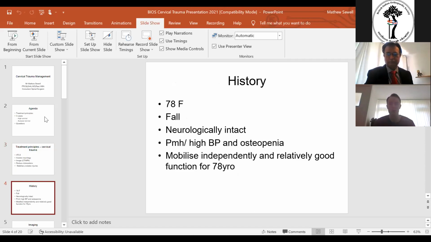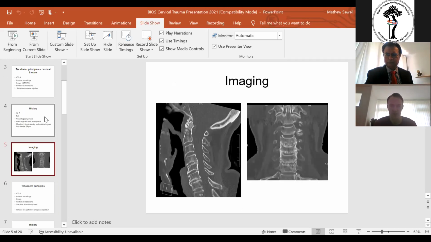All right, so just remember, if you take one thing away, I want you to remember this slide. This is the first case. We're going to go through the principles of what I've just taught you in 3 cases. A 78-year-old female, fall from a standing height, neurologically intact, past history of osteopenia. She's normally a good 78-year-old who can walk and mobilize. This is the imaging. I don't know if anyone is able to tell me what the injury is, or if they wish to speak.